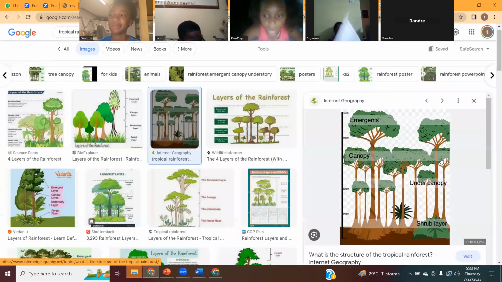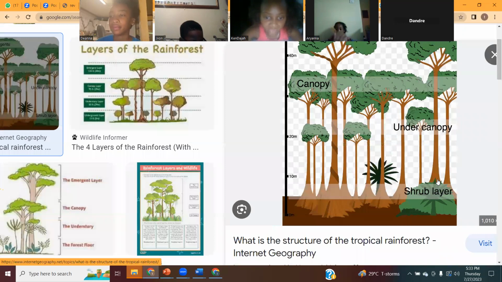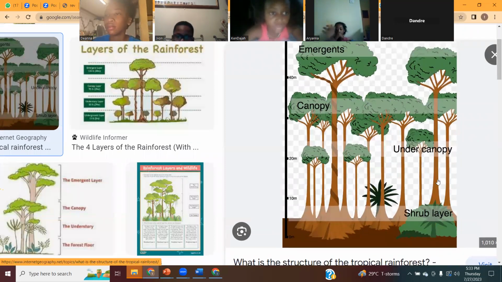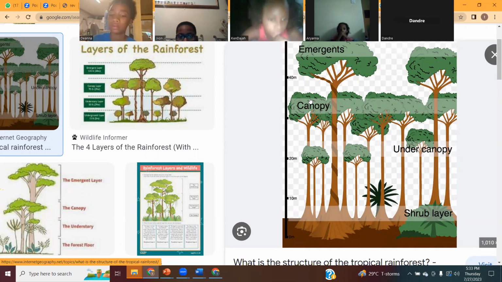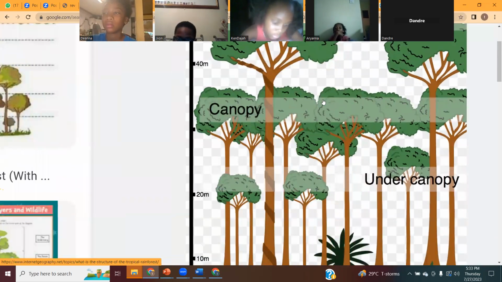Let me show you the shrub layer. So if you look at this properly, Javon, the shrub layer is at the bottom, right? Then you have the under canopy. Then you have the canopy. The canopy is where, like a canopy covers stuff. In real life, a canopy is like a big sheet that covers everything. So in the rainforest, the canopy layer is where you're gonna have all of the big trees, their leaves that act like a covering. All right, that's the canopy.